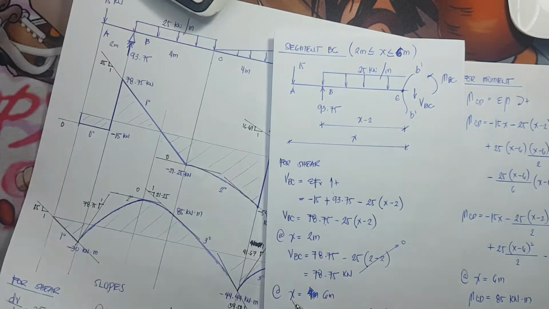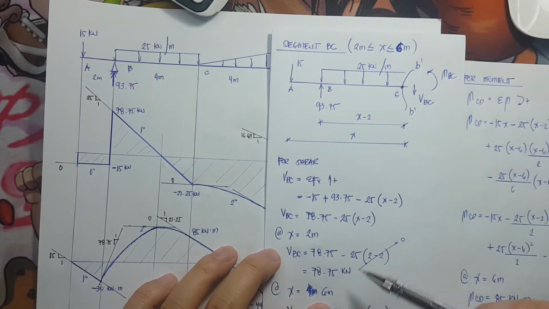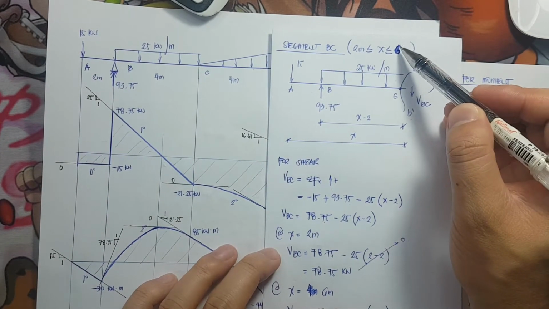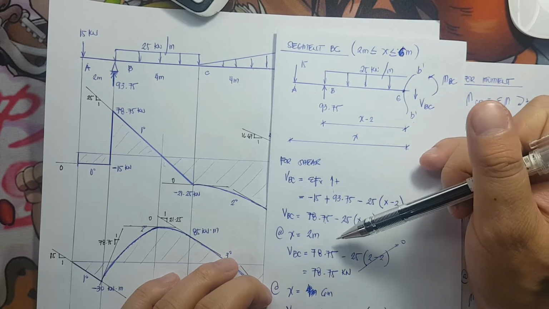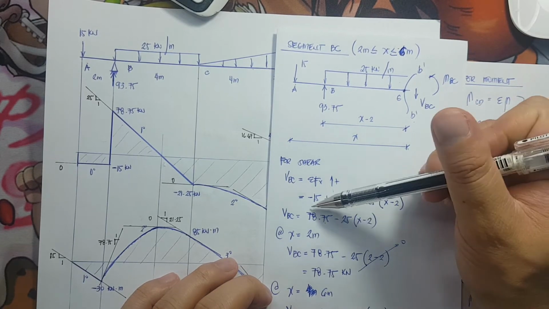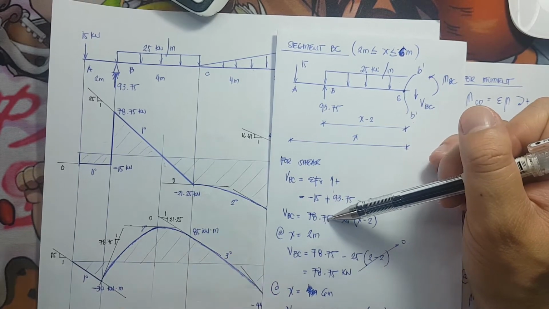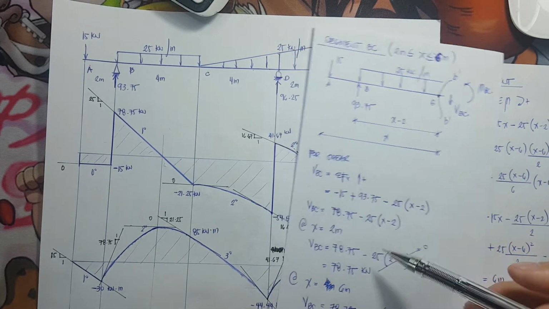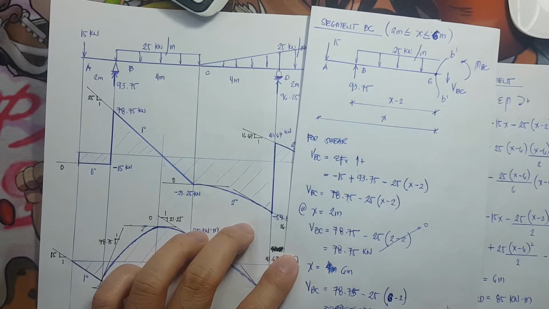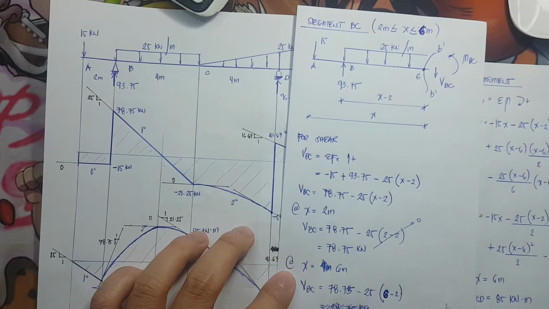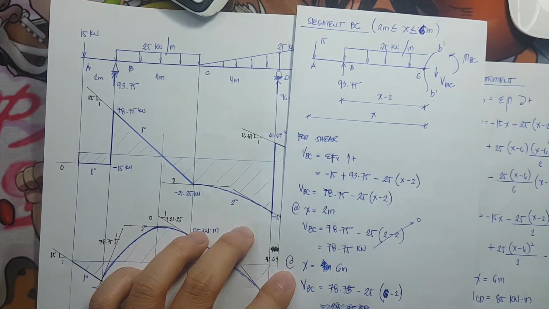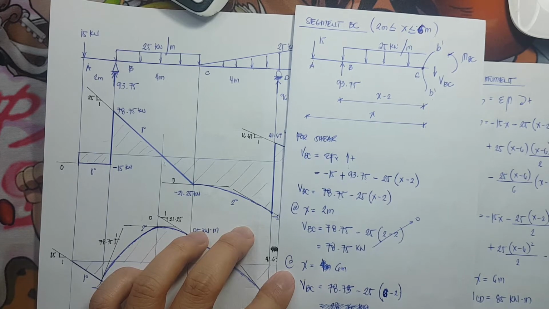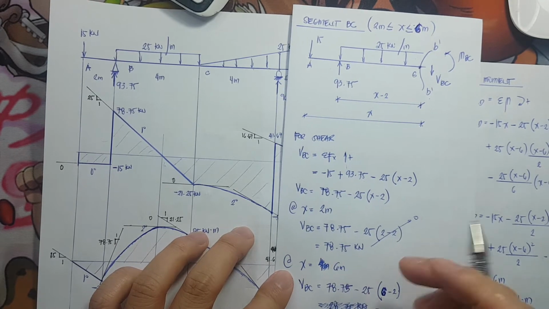Okay? Next, at x equals 6 meters. So, this is 6 meters. This is our equation, this is my equation, 78.75 minus 25 times (6 minus 2). Therefore, that is negative 21.25. Therefore, the shear at BC is negative 21.25 at 6 meters.